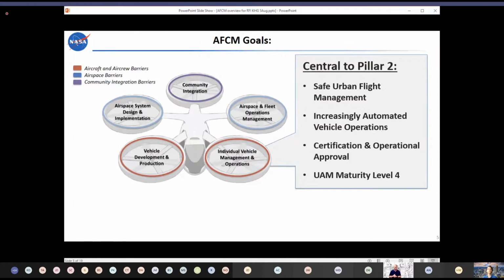So we want to be able to influence both the airworthiness certification process as well as the pilot training and qualification elements that are defined, for example, in Part 61 and Part 135 for commercial operations. And then the final aspect of this pillar, too, is being able to support those overall UML4 operations that I touched on earlier.